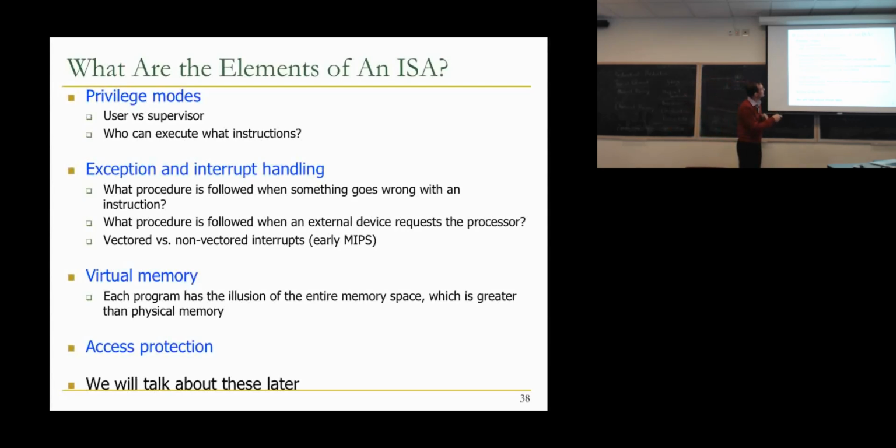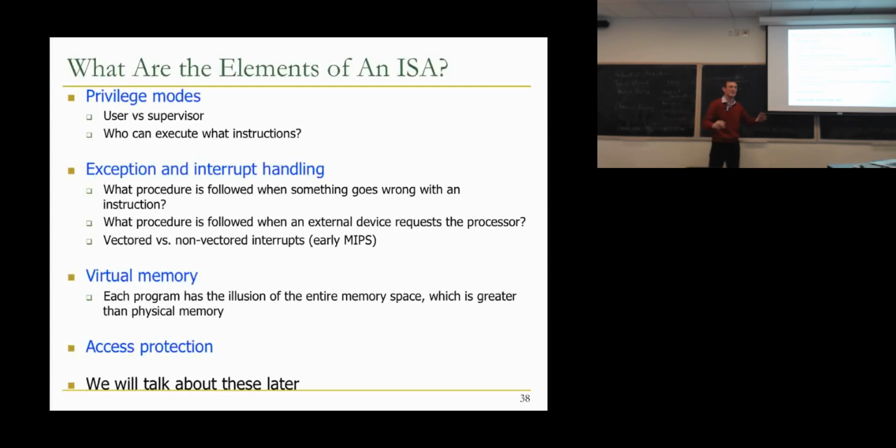What procedure is followed when an external device requests the processor? This is an exception. This is an interrupt. Interrupt is always external to the program that's currently running. And are you guys familiar with vectored versus non-vectored interrupts? How many of you are not? OK, I'll briefly cover that. But basically, when an interrupt happens, the interrupting device can specify a vector, which is used to directly index into the interrupt service routine to service that device. This is called a vectored interrupt.